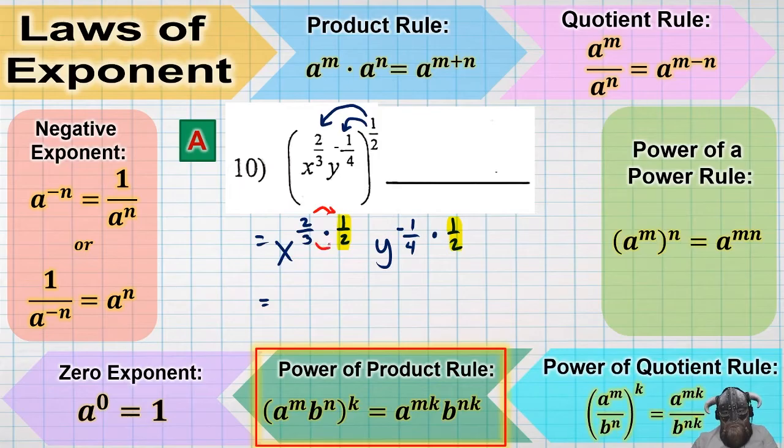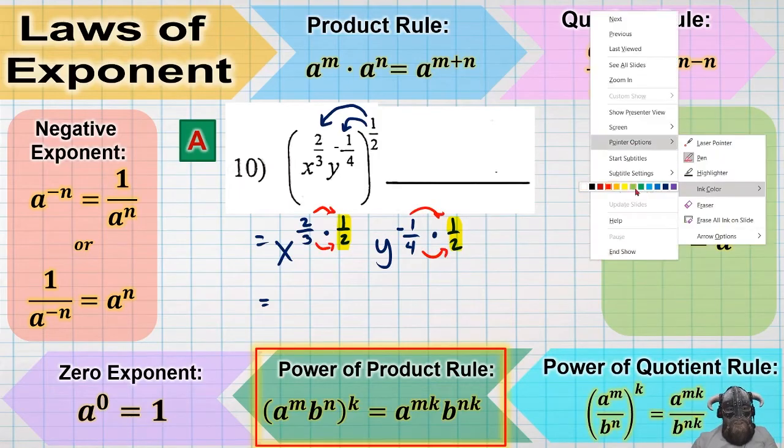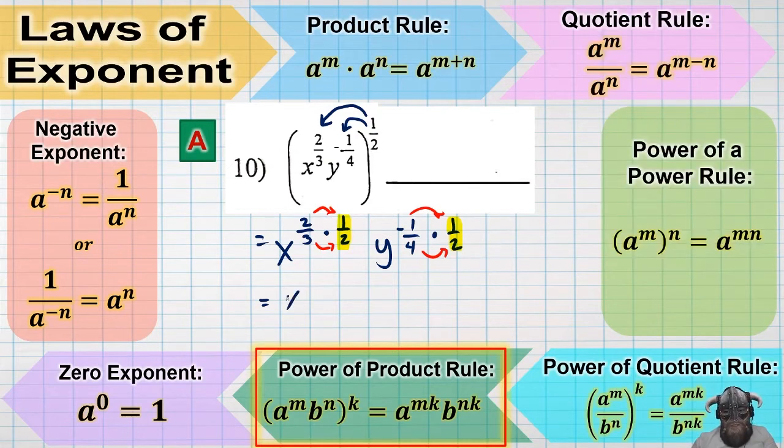Denominator times denominator. So, in this case, we'll just need to simplify. 2 times 1 is 2. Then, 3 times 2 is 6. Then, y raised to negative 1 times 1 is negative 1. And then, 4 times 2 is 8. So, negative 1 over 8.